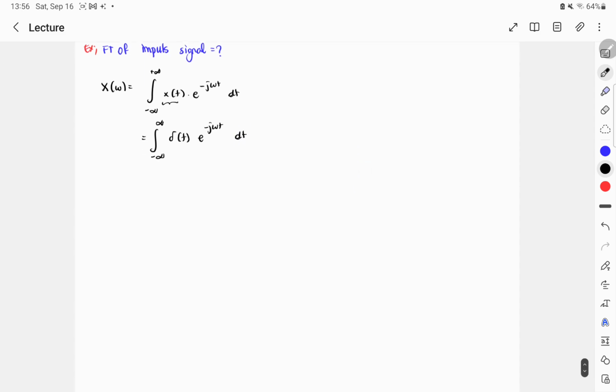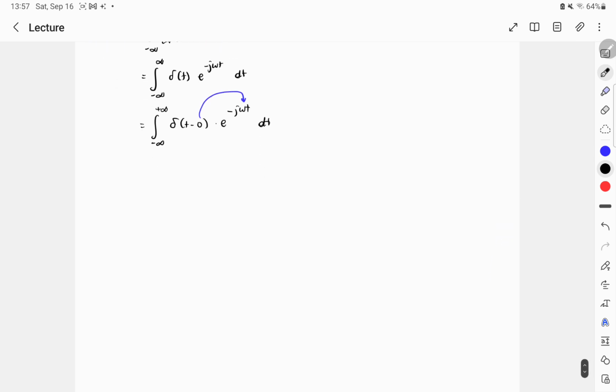And as we know, we can write it like this. Then we are just going to replace t by 0, as it will only take a non-zero value at 0. Let me show it like this: e to the power of 0 gives 1, dt, and eventually we will have 1. And this is the end of this example.